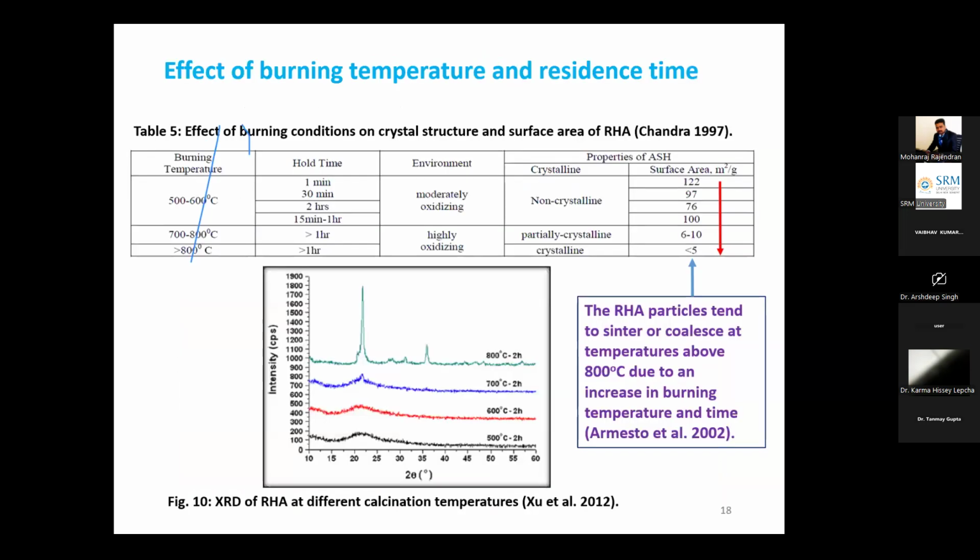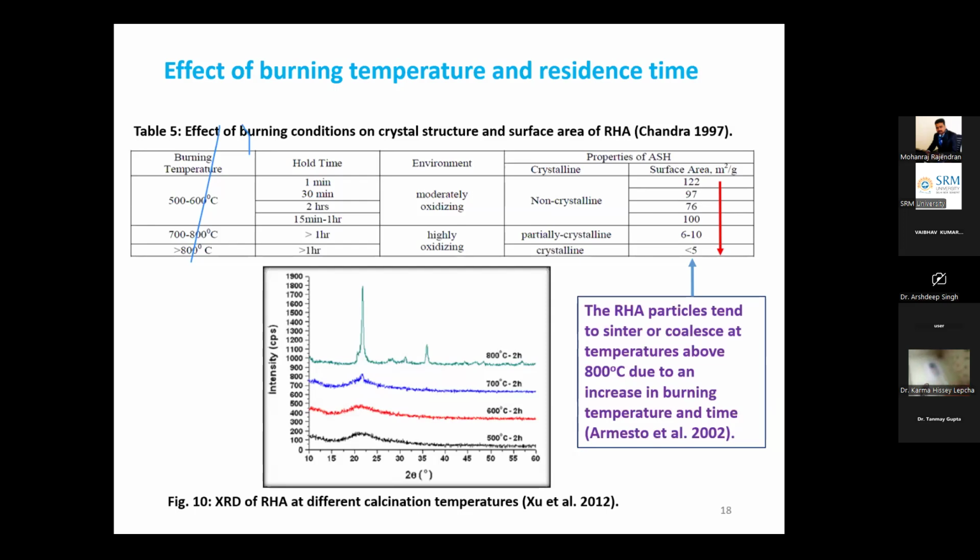Then the effect of burning temperature and residence time. It is clearly stated in the literature that when burning conditions change, for example, the burning temperature is more than 800 for the rice husk ash, and hold time is more than 1 hour, the mineralogy of the ash changes from amorphous to crystalline, and the surface area of the ash again reduces, as we can see here in table number 5.